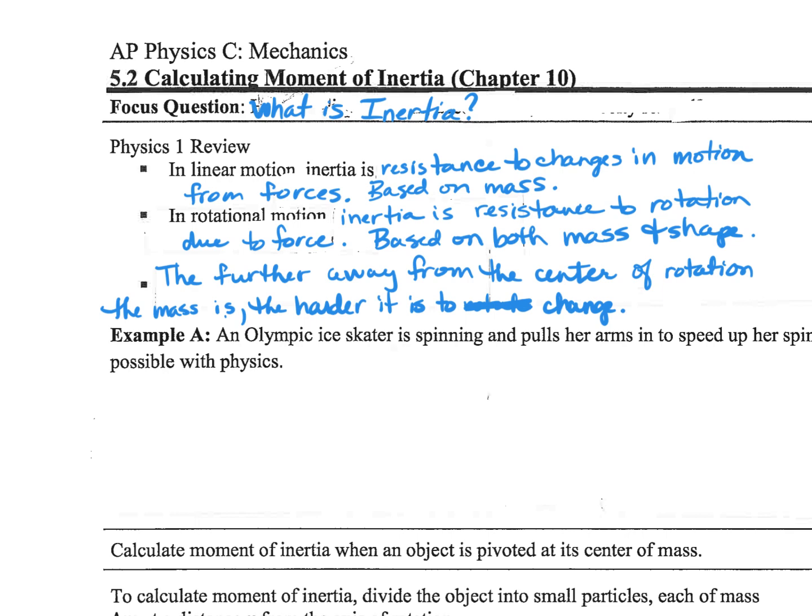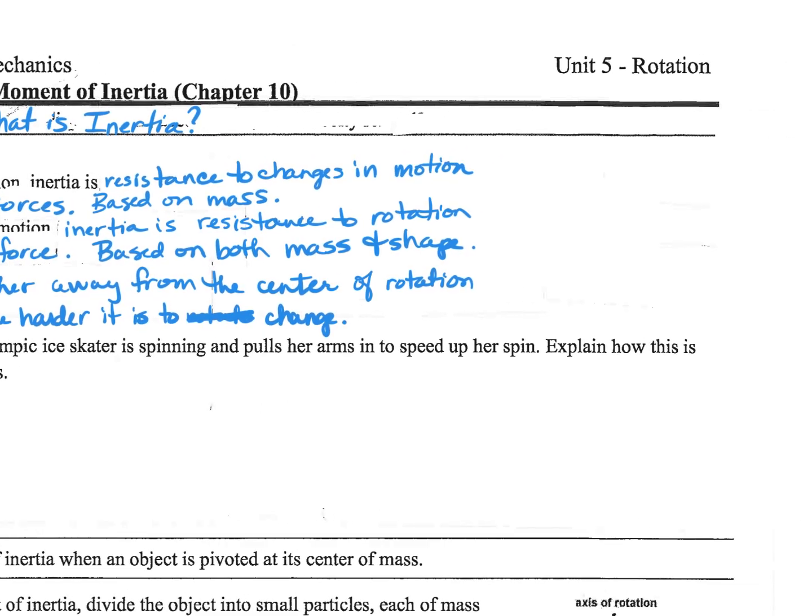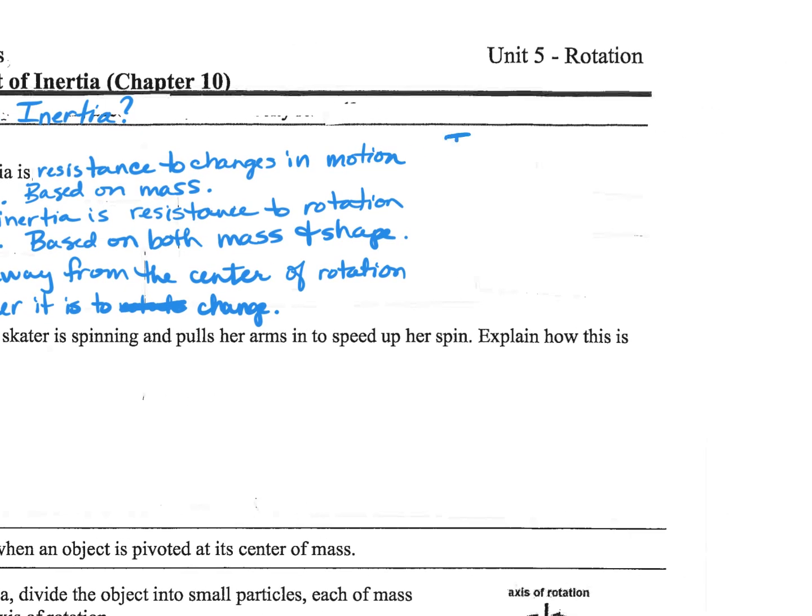Okay? So what is inertia for a point mass? Inertia is big I. For a point mass, I is equal to mr squared.